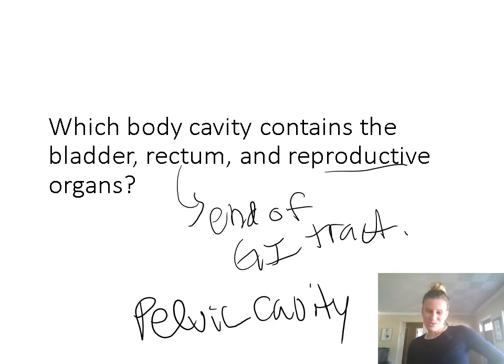So most of the GI tract is up in the abdominal cavity, except for the very end of it. And then the bladder and all of the reproductive organs are down really low in the pelvic cavity.